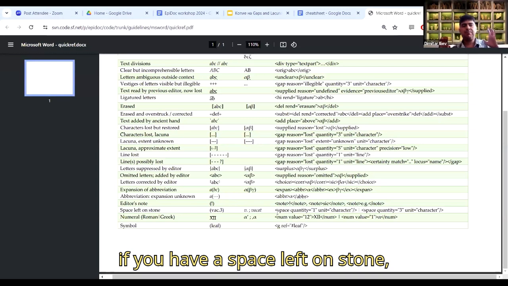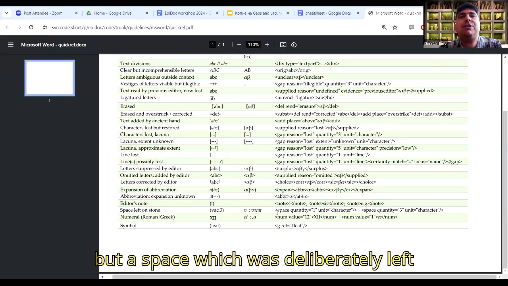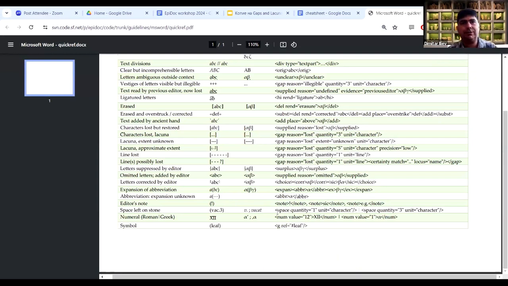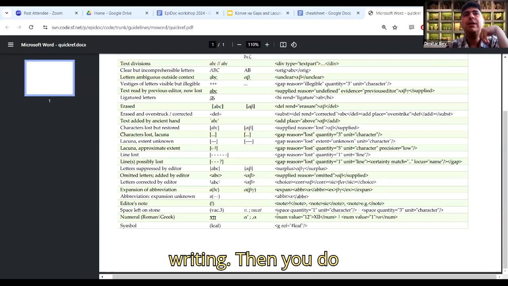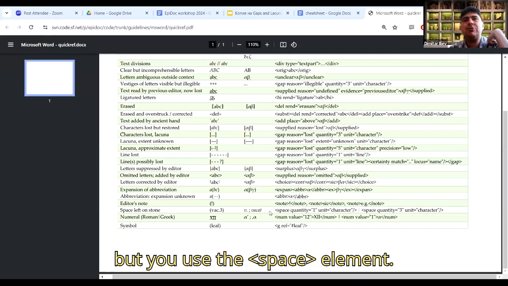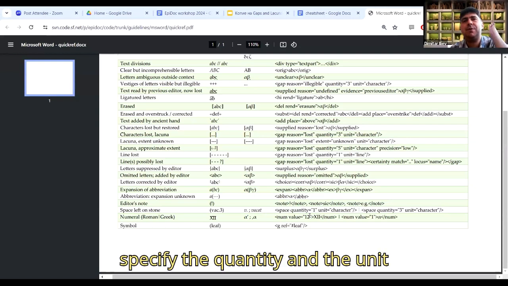If you have a space left on stone, this is not a lacuna, but a space which was deliberately left on the stone in its original writing, then you do not use the gap element, but you use the space element. And as with the gap, you specify the quantity and the unit.